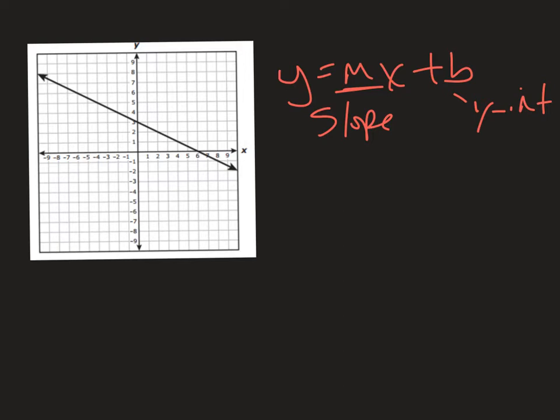You want to identify where our line is crossing the y-axis. So if I were to highlight my y-axis, we would notice that right about there is where our line's crossing the y-axis. That point's going to be positive 3. So we're going to make a note and say that b is equal to positive 3.